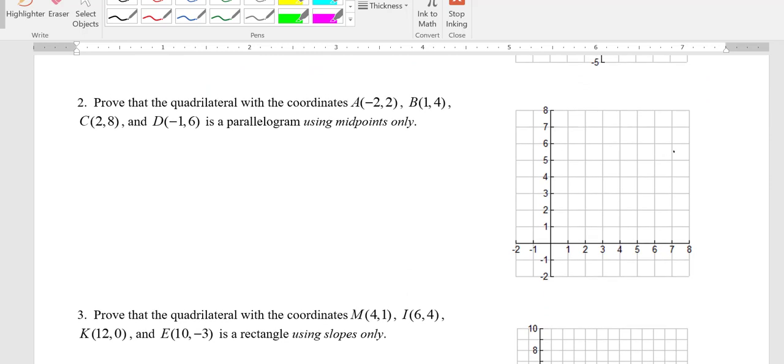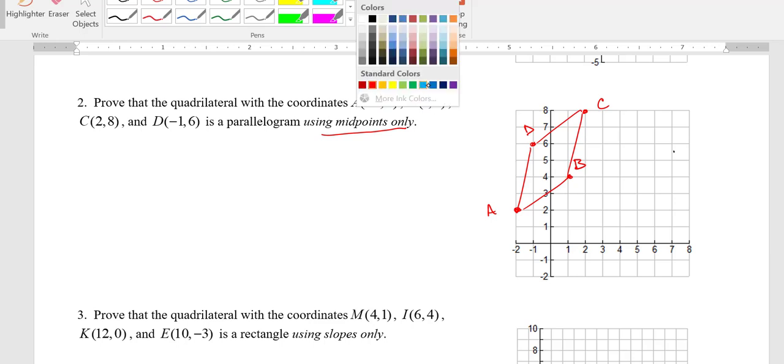Prove that this is a parallelogram using midpoints. So if I'm doing midpoints, what I would do is, okay, this is -2, 2 here, and that's going to be A. B is 1, 4. C is 2, 8. D is -1, 6. And I'm trying to see if that is a parallelogram.